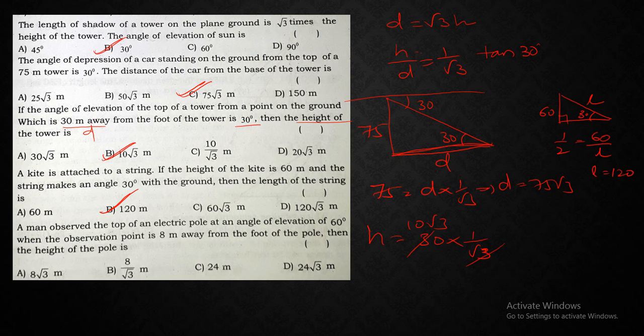Next, a man observed the top of an electric pole at an angle of elevation of 60 degrees, when the observation point is 8 meters away. That means this is the distance given, angle is given. Then height of the pole. So again height is equal to distance into tan theta. So distance is 8, tan 60 is root 3. So 8 root 3 is my answer.